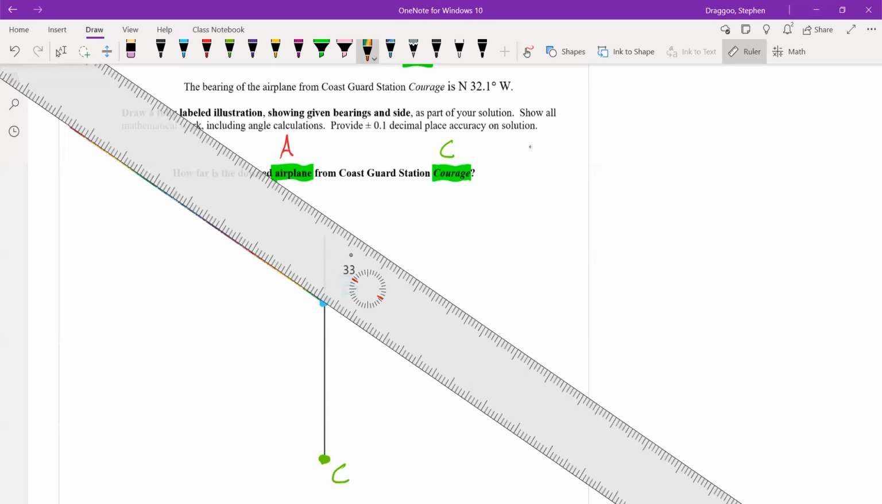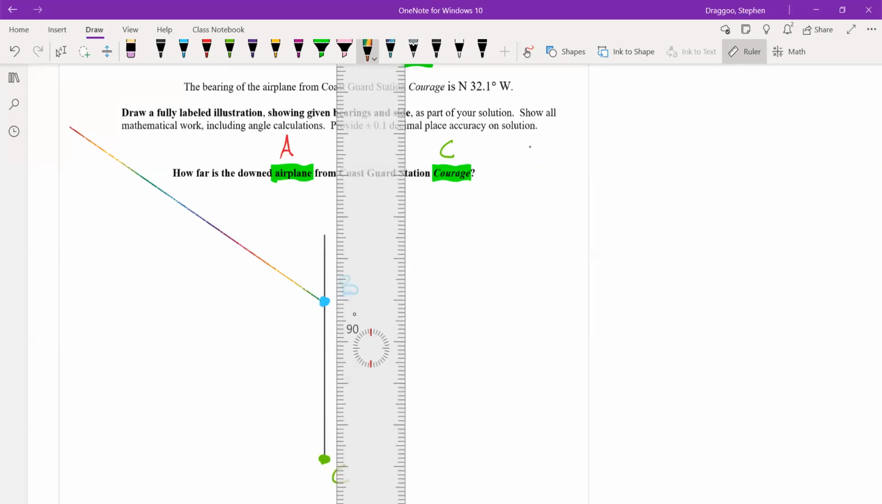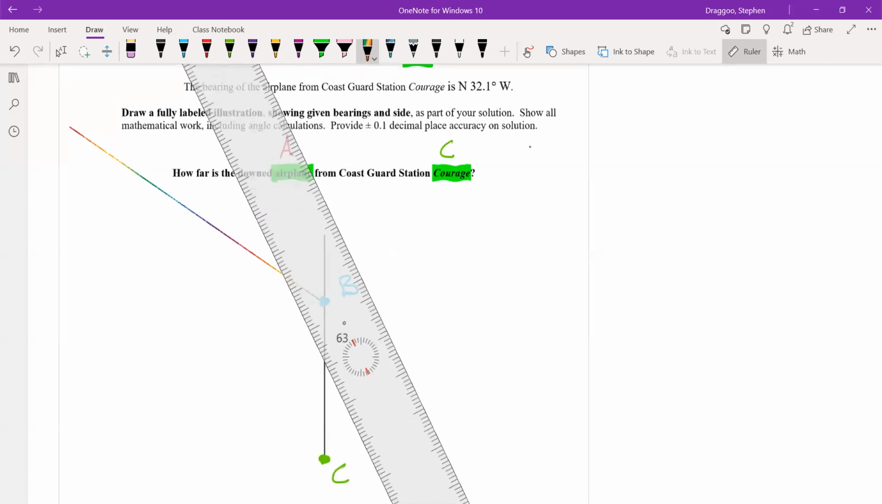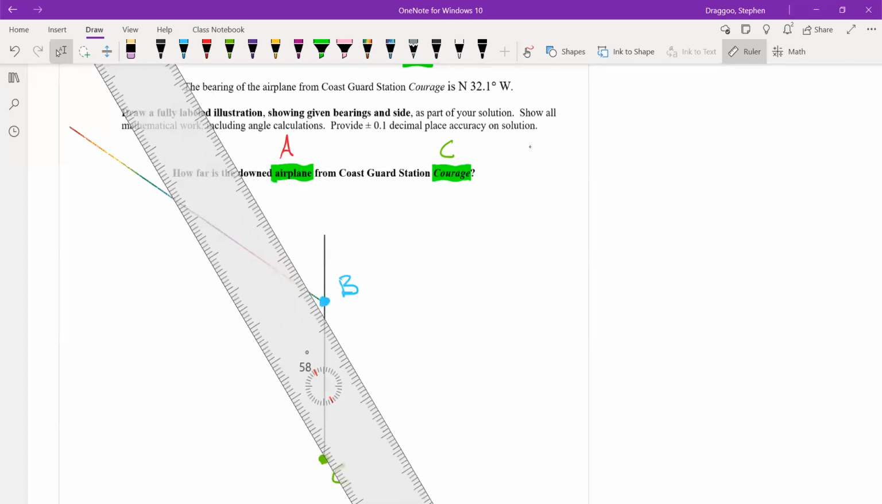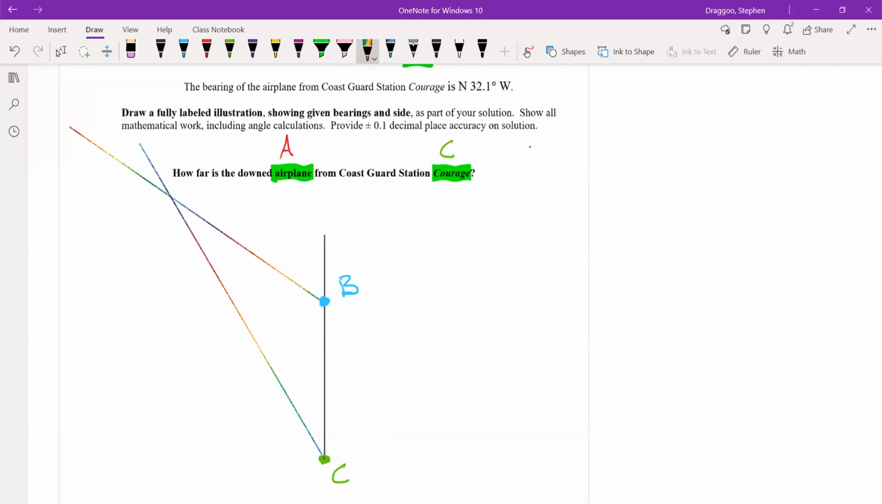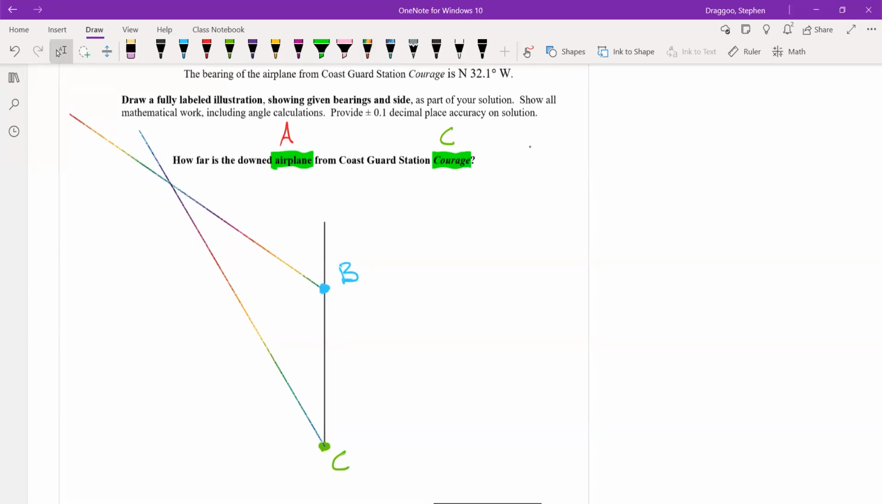And the other one was a 32-degree bearing, which if I come back to 90 and take off 32 degrees, I'll get to right here. Place that over top of Courage. There you go. All right, and since I happen to have a compass and a straight edge, I can draw an accurate diagram here. So the spot where those two sighting lines intersect must be where our downed airplane is.